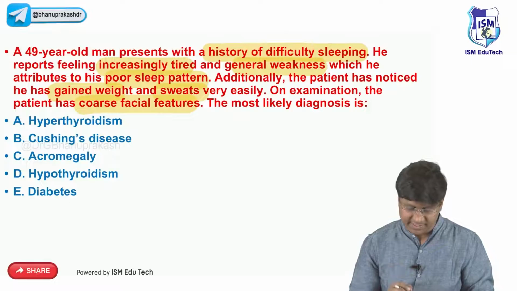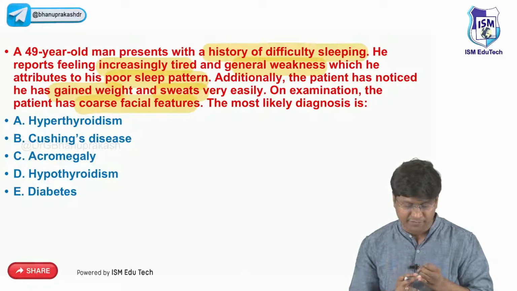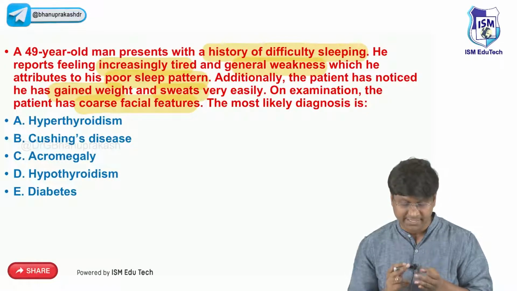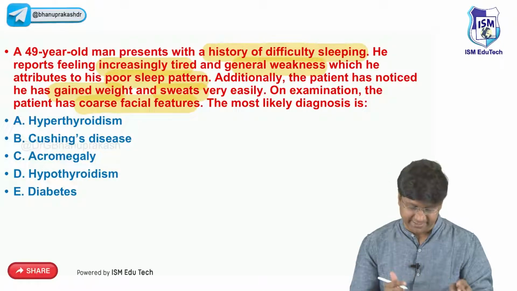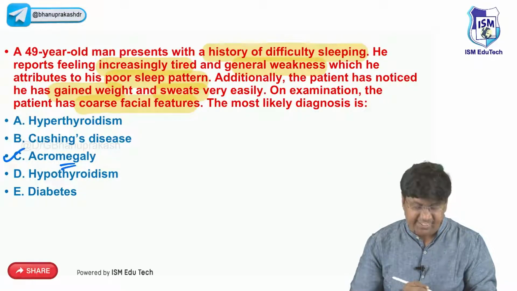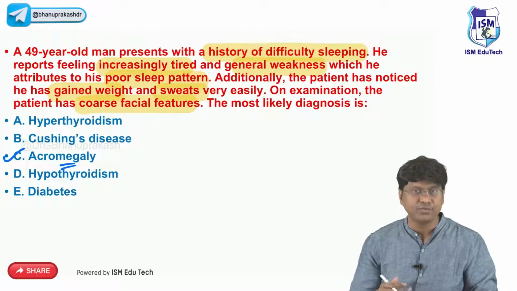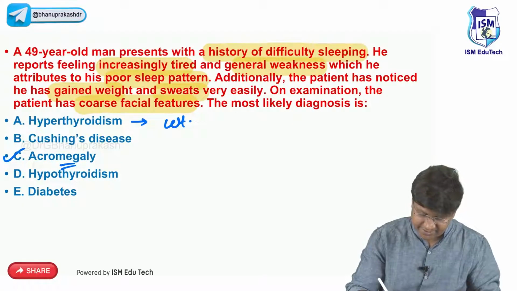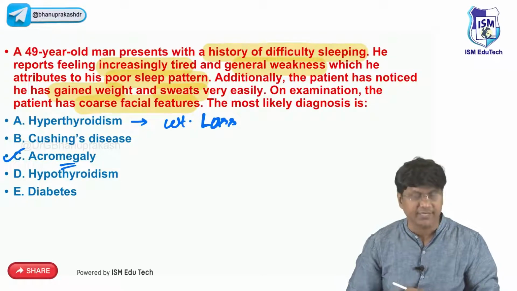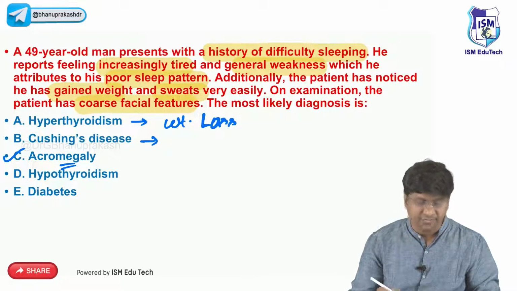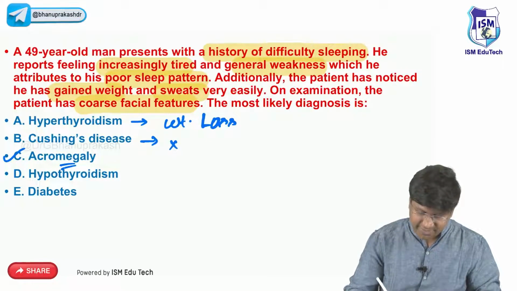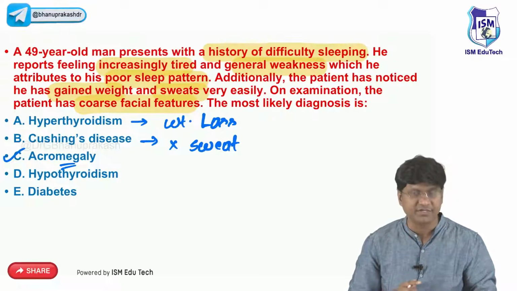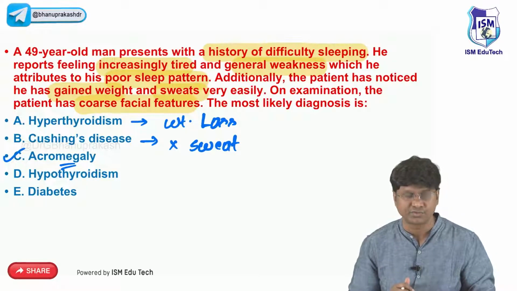If you take this clinical scenario, where the individual has coarse facial features, profuse sweating, weight gain, and poor sleep pattern, all these points are suggestive of acromegaly. Now we will try to rule out the other options. Take hyperthyroidism. In these patients, they will have weight loss, not weight gain. Then in Cushing syndrome, they will have weight gain, but they don't have that sweaty skin. That hyperhidrosis will not be there in patients with Cushing syndrome. So Cushing syndrome is ruled out.